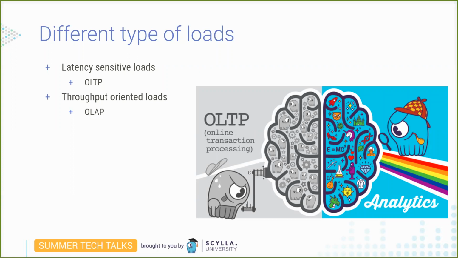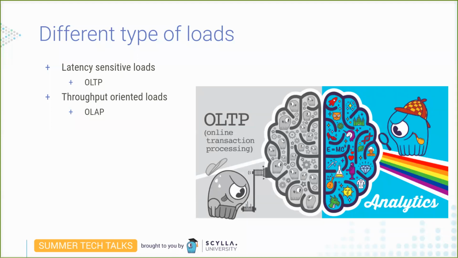OLTP stands for online transaction processing. This type of load is typically generated by individuals or by applications that need to do a large number of unrelated queries. The most important thing about this type of traffic is that it's usually latency sensitive. A good example is user operations on websites.